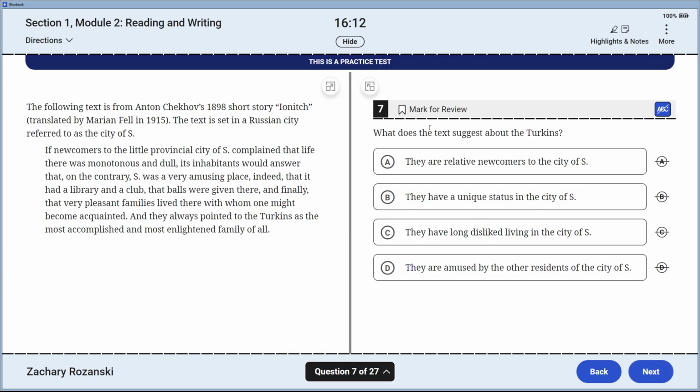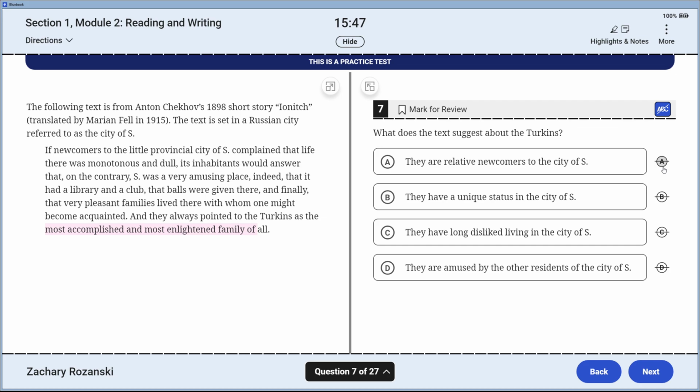What does the text suggest about the Turkins? If newcomers to the little provincial city complained that life was monotonous and dull, its inhabitants would answer that, on the contrary, it was very pleasant. There was a library and a club, and balls were given there. And finally, there were very pleasant families who lived there with whom one might be acquainted. And they always pointed to the Turkins as the most accomplished and most enlightened family of all. What does the text suggest about the Turkins?